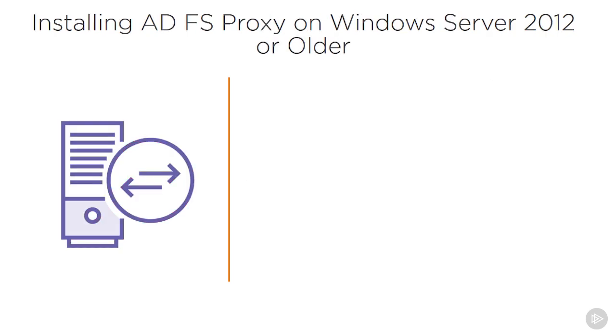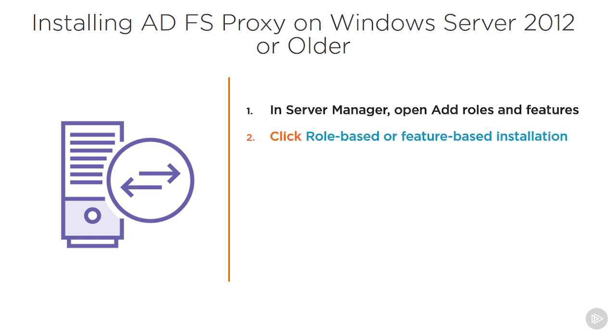Now what about if we have something older than 2012 R2, maybe running Windows Server 2012? Well, we're going to use something very similar, but our options are going to be slightly different when we go in to choose what we want to install. We're going to go back into Server Manager. We're going to open up Add Roles and Features. We're going to click the role-based or feature-based installation. Sounds pretty routine by now.